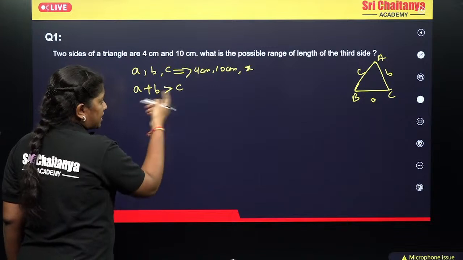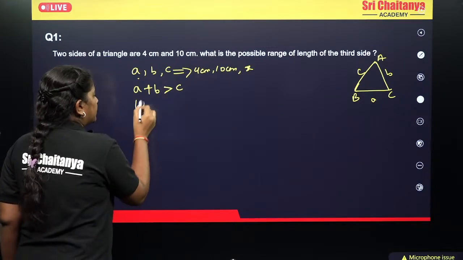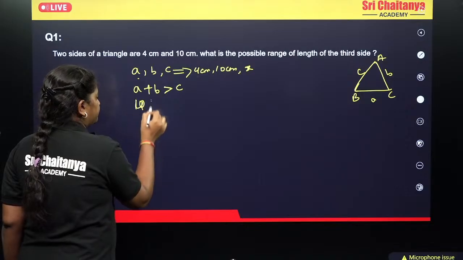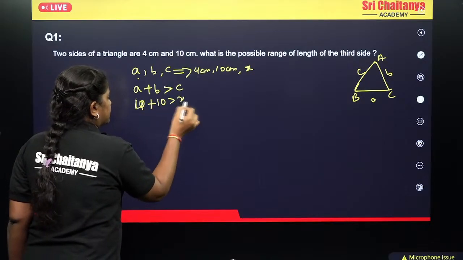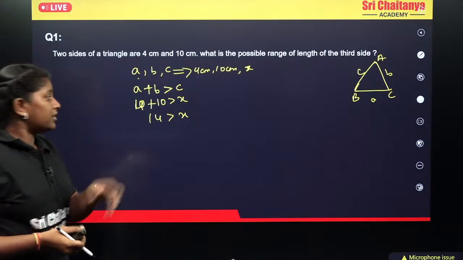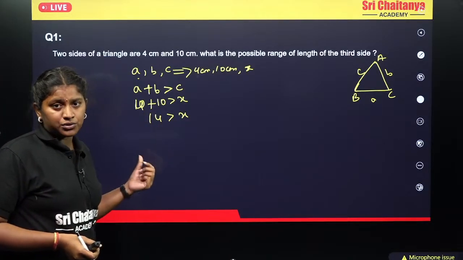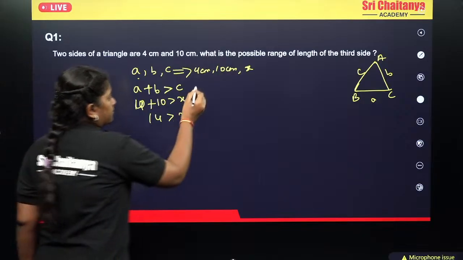Okay, now let's take the first condition, a plus b should be greater than c. It means 4 plus 10 should be greater than x. So 14 is greater than x. It means what? Our x value should be less than 14. From here you got the maximum value, right?